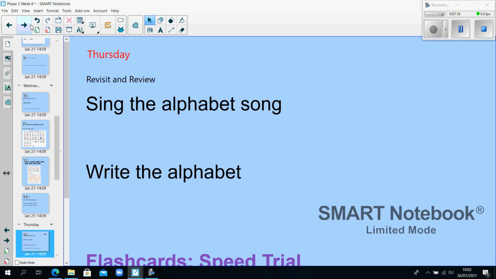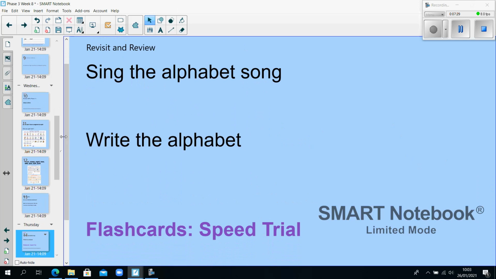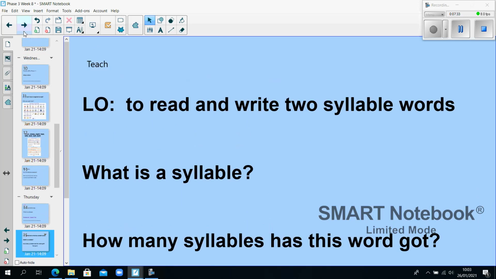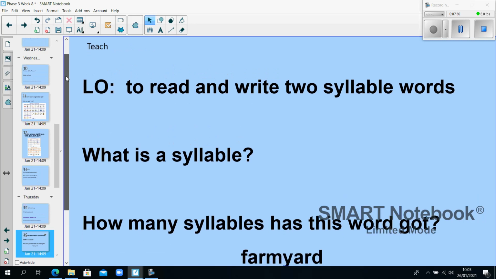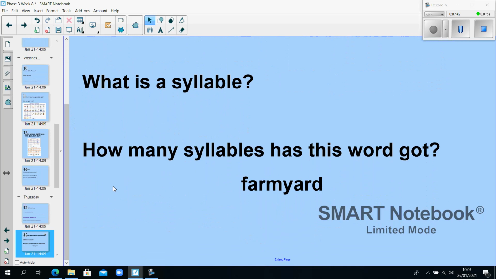Phase 3, week 8, Thursday. Sing the alphabet song, write the alphabet, and then do a flashcard speed trial for phase 2 or 3 on Phonics Play. Today we're going to read and write two-syllable words. What is a syllable? A syllable is a beat in a word. So if we think about how many syllables this word's got, we can clap them out.